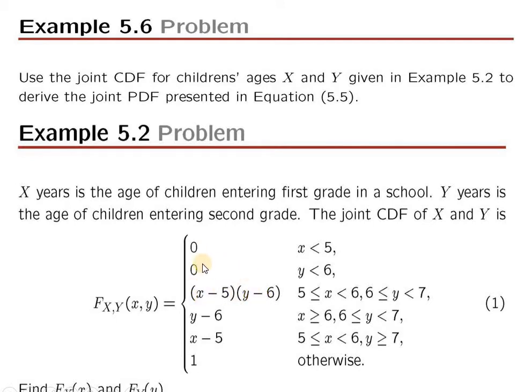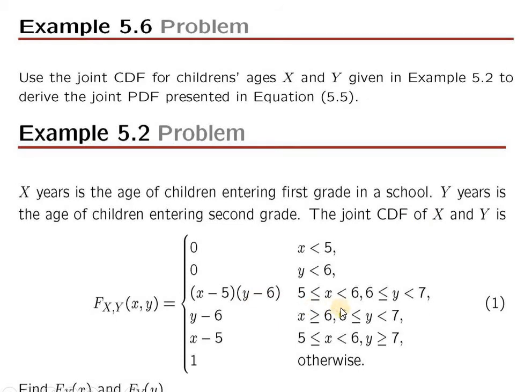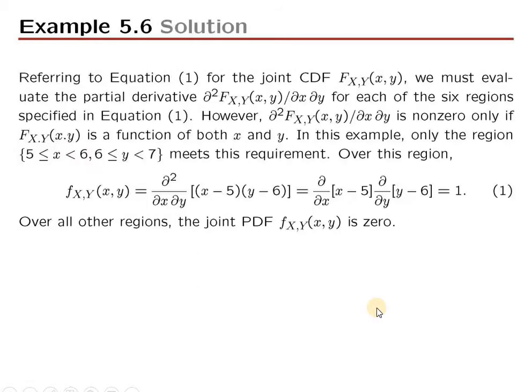You can apply the partial derivative here. So let's look here. For the second one, we just apply the partial derivative and it becomes 1. So this means that over all regions, the joint PDF is 0, and it is 1 only when you are in the region where x is between 5 and 6 and y is between 6 and 7.